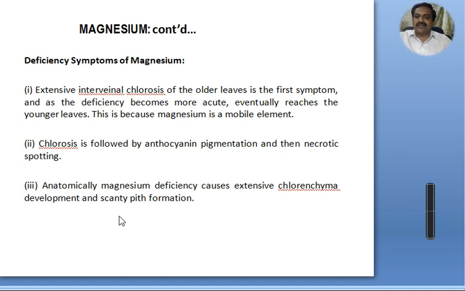Anatomically, magnesium deficiency causes extensive chlorenchyma development and scanty pith formation. With all this, we can conclude that magnesium is very essential element for the proper metabolism of the plant body.